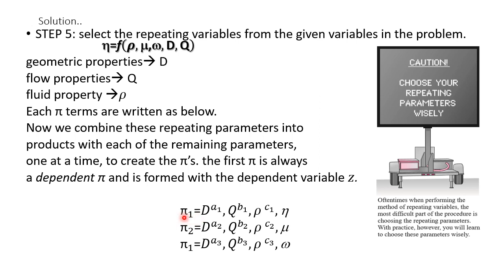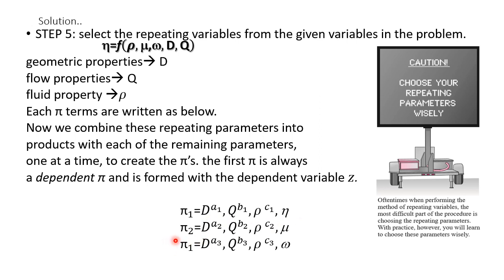Pi 1 has 3 repeating variables: d, q, rho. D to the power a1, q to the power b1, rho to the power c1. And now we have chosen 3 repeating variables, so we have 3 variables left. All those 3 variables we are writing in one equation. Pi 1 should always be a dependent pi term, which means we always write the dependent variable here. Efficiency is the dependent variable, so I should include the efficiency term in pi 1. Okay, this is one equation.